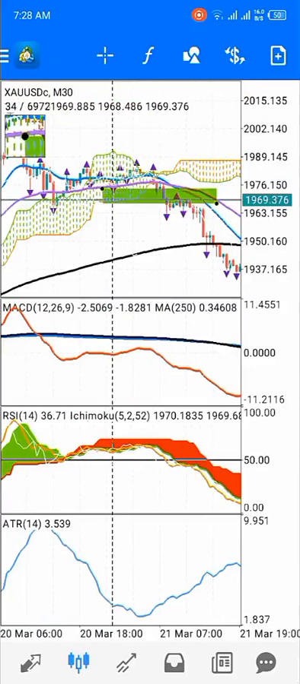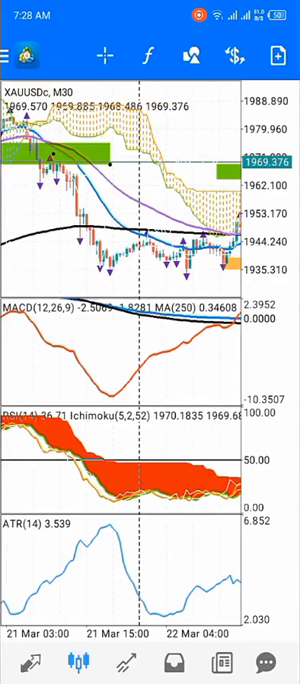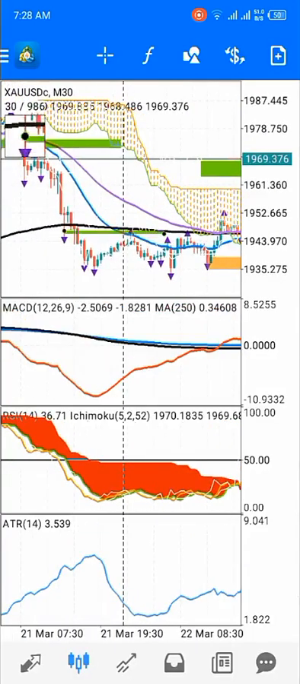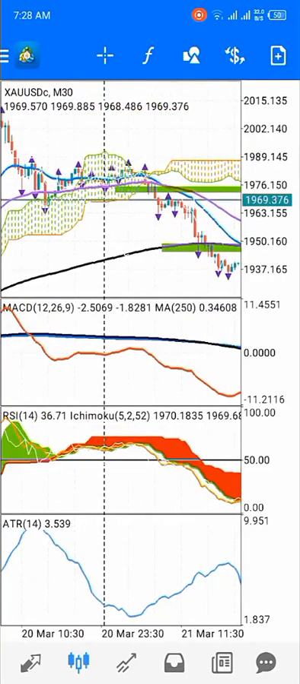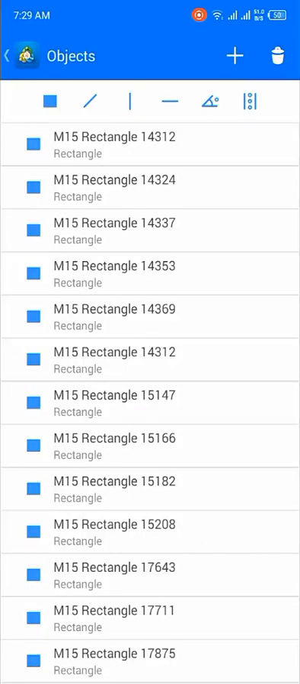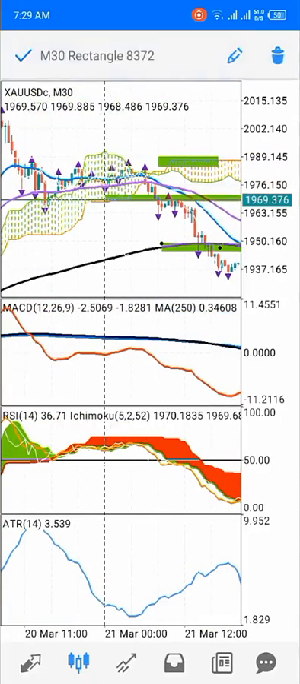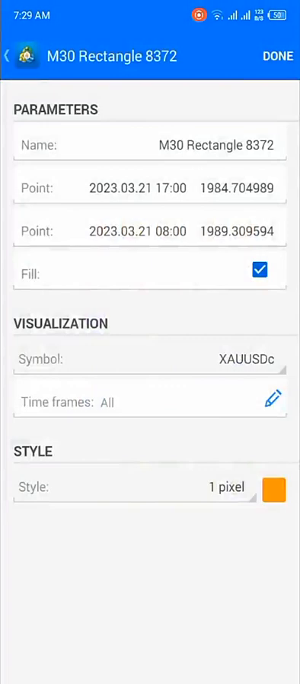This is another example of how to sell XAUUSD using this strategy. That's a good point to place a sell trade when price is below all the indicators except for the black indicator or the black line. That's a good point to place your sell trade, and at this particular point is where you can place your stop loss.